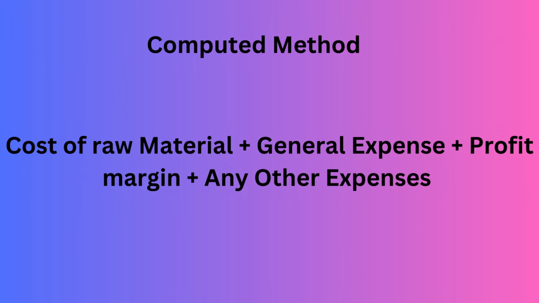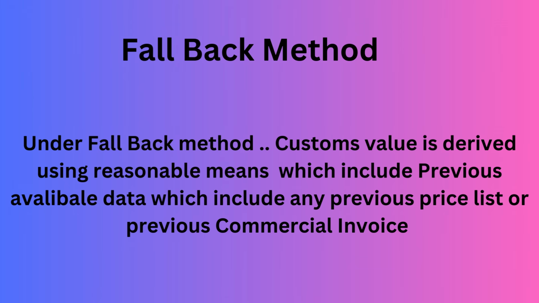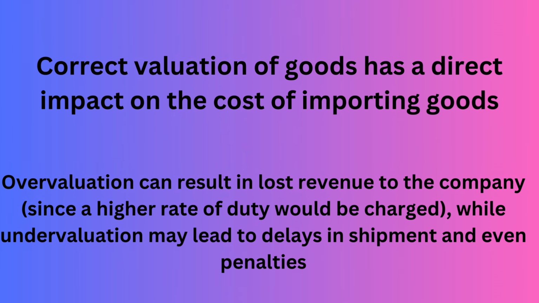So the next one is the fallback method. This method says any reasonable means. In this method, custom could use any reasonable means to determine the product value, which could mean anything, like a previous price list or previous commercial invoices for the similar product, or any of the methods mentioned here. So these are the 6 methods which custom authorities generally use to determine the actual price of the product, which is called custom valuation.